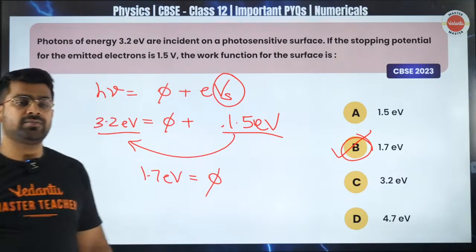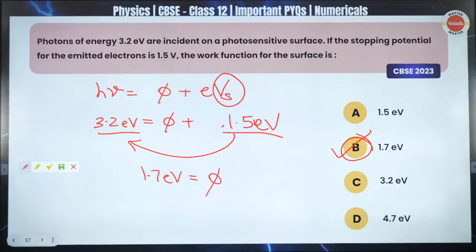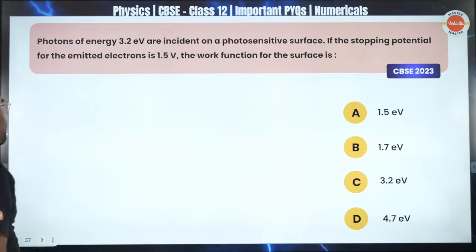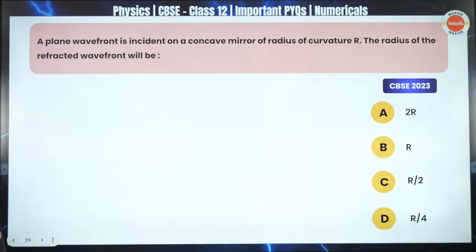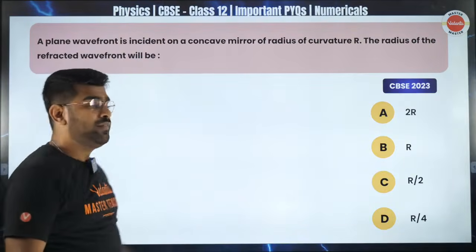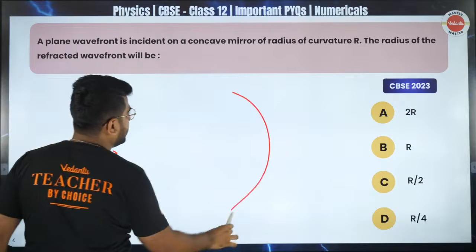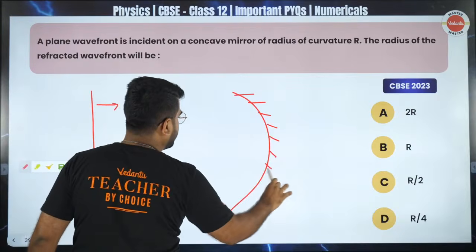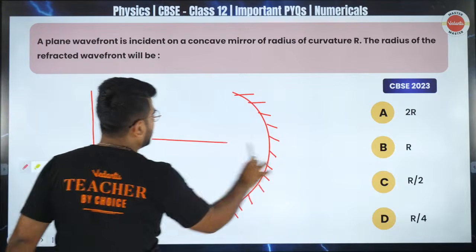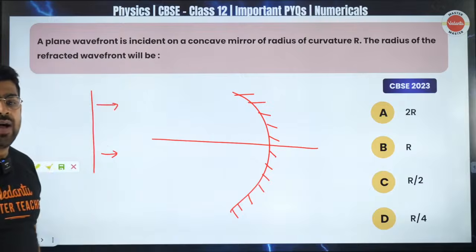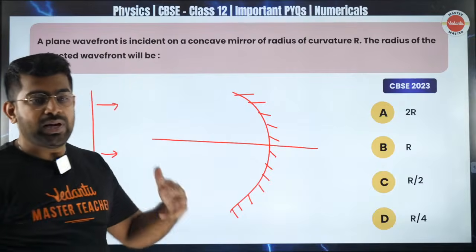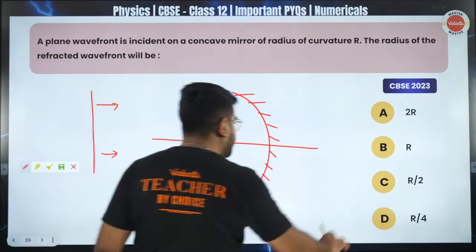I hope you're all clear. Now let's move forward to the next question. Let's go. This is a theoretical question. What is the answer? When you have a plane wavefront which is incident on a concave mirror, what will happen? Answer is C.